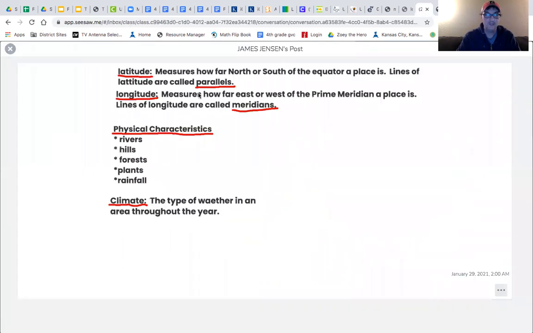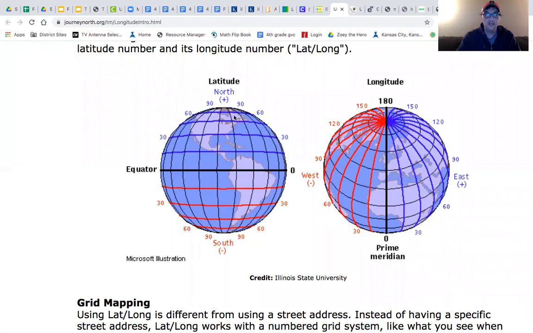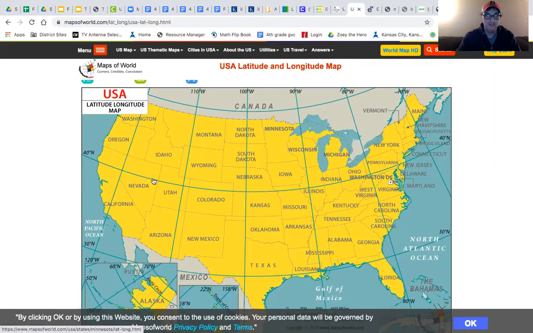If you look on our vocabulary list, it says latitude measures how far north or south of the equator a place is. Lines of latitude are called parallels. Of course, you would not see these imaginary lines from space if you're looking at Earth. These are called parallels, and they measure how far north or south you are from the equator. And if we look at this map, here's the 40th parallel of latitude, and you can see that's the border between Nebraska and Kansas. It separates them. Okay, so that's latitude.